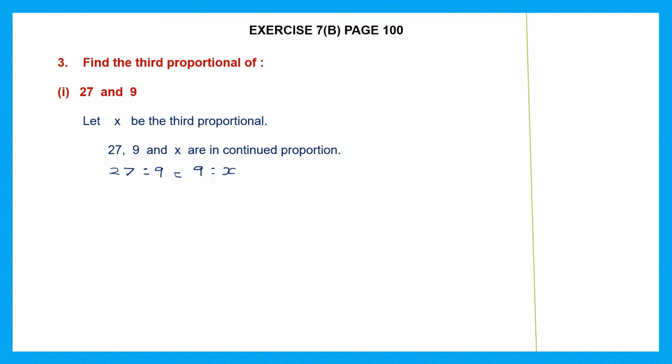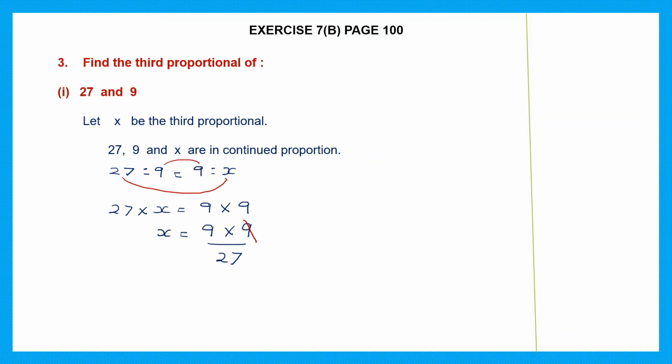And as we know, product of extremes will be equal to product of means. So 27 into x will be equal to 9 into 9. Therefore, x is equal to 9 into 9, I carry 27 to the other side. It becomes division, 27. Now I can cancel.